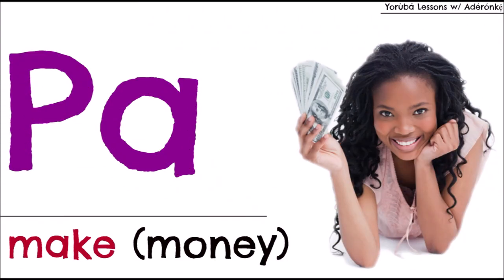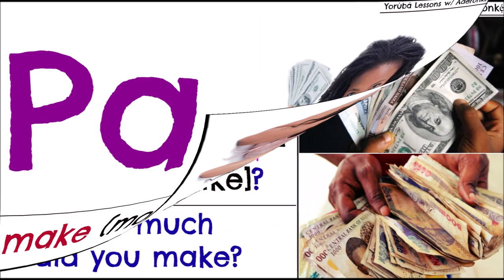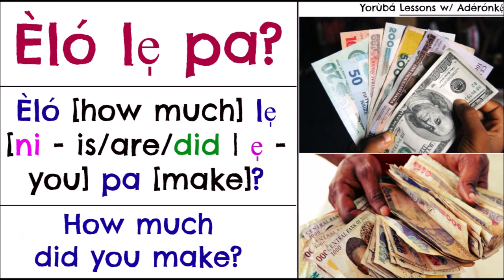Another one is make. Pa could also mean make, and it's used in relation to money. Elo lepa, I'll give you that example. I'm going to maybe soon talk about common sentences that you would need if you're going to Nigeria, especially the parts where Yoruba is spoken. And I'm going to address Eloni. Eloni is how much is it? So that would be one of the common sentences that I would be talking about and giving you.